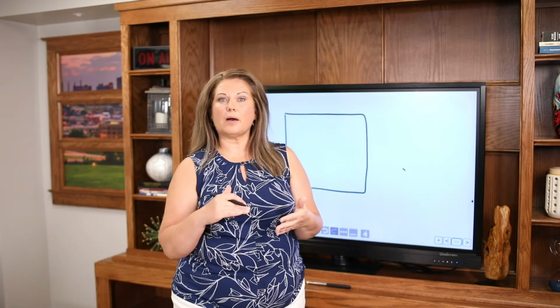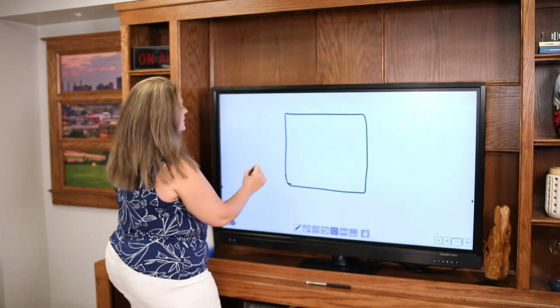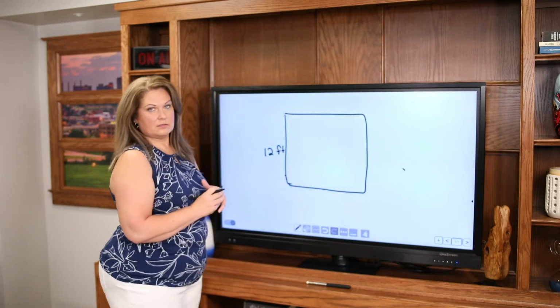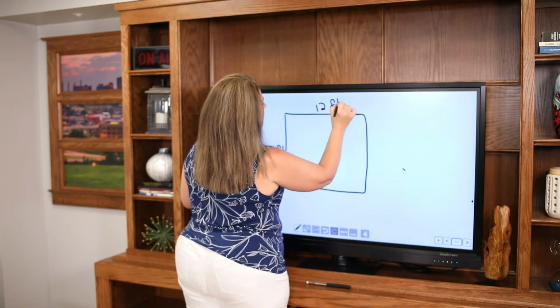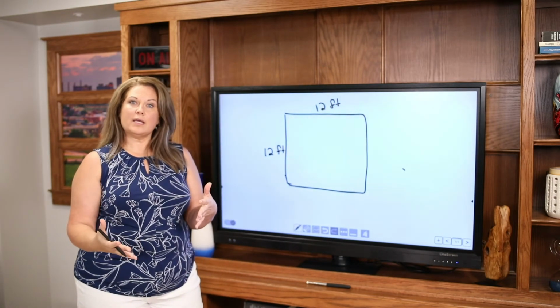I'm not going to draw the boxes this way. I'm just going to give you the dimensions. So my office at home is 12 feet by 12 feet. Now you have 2 ways of doing this.